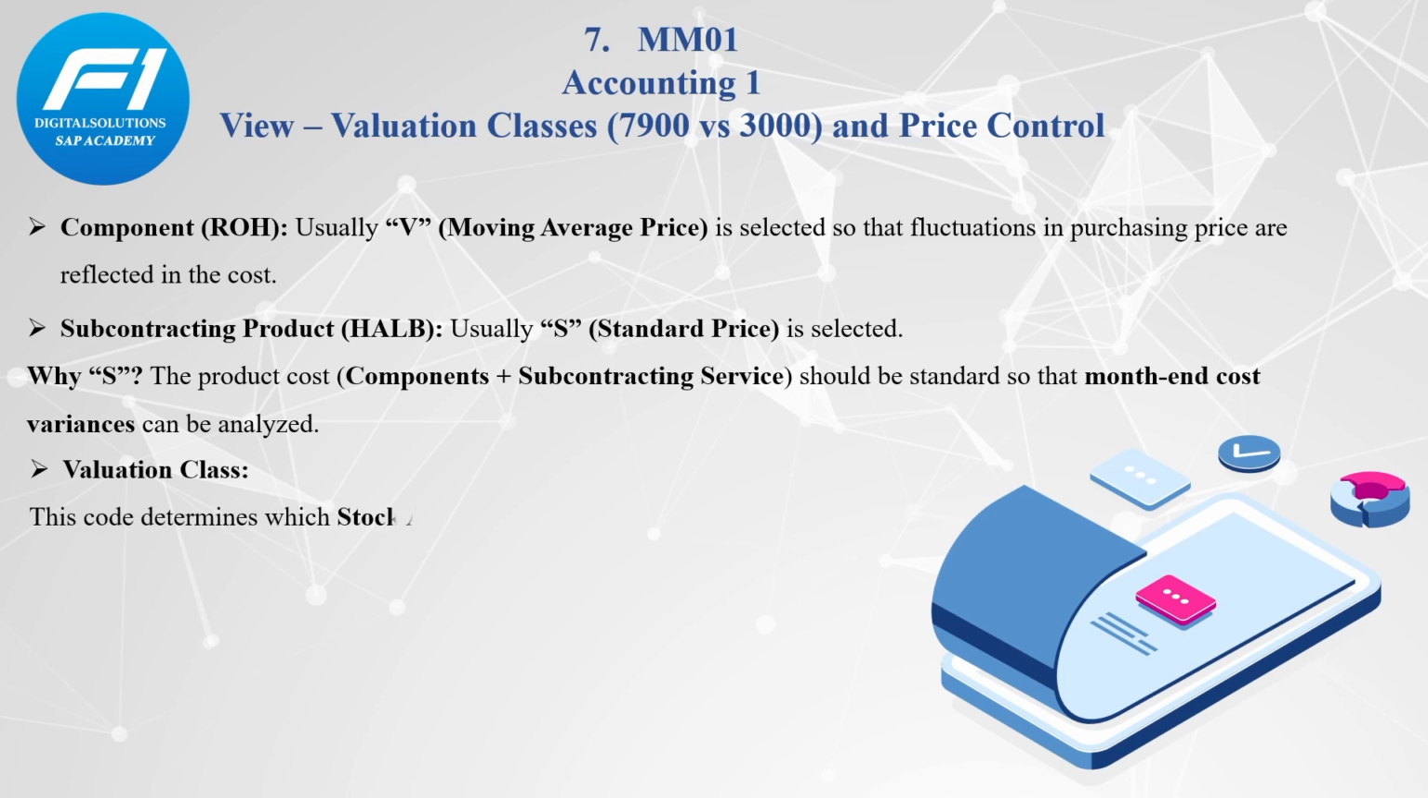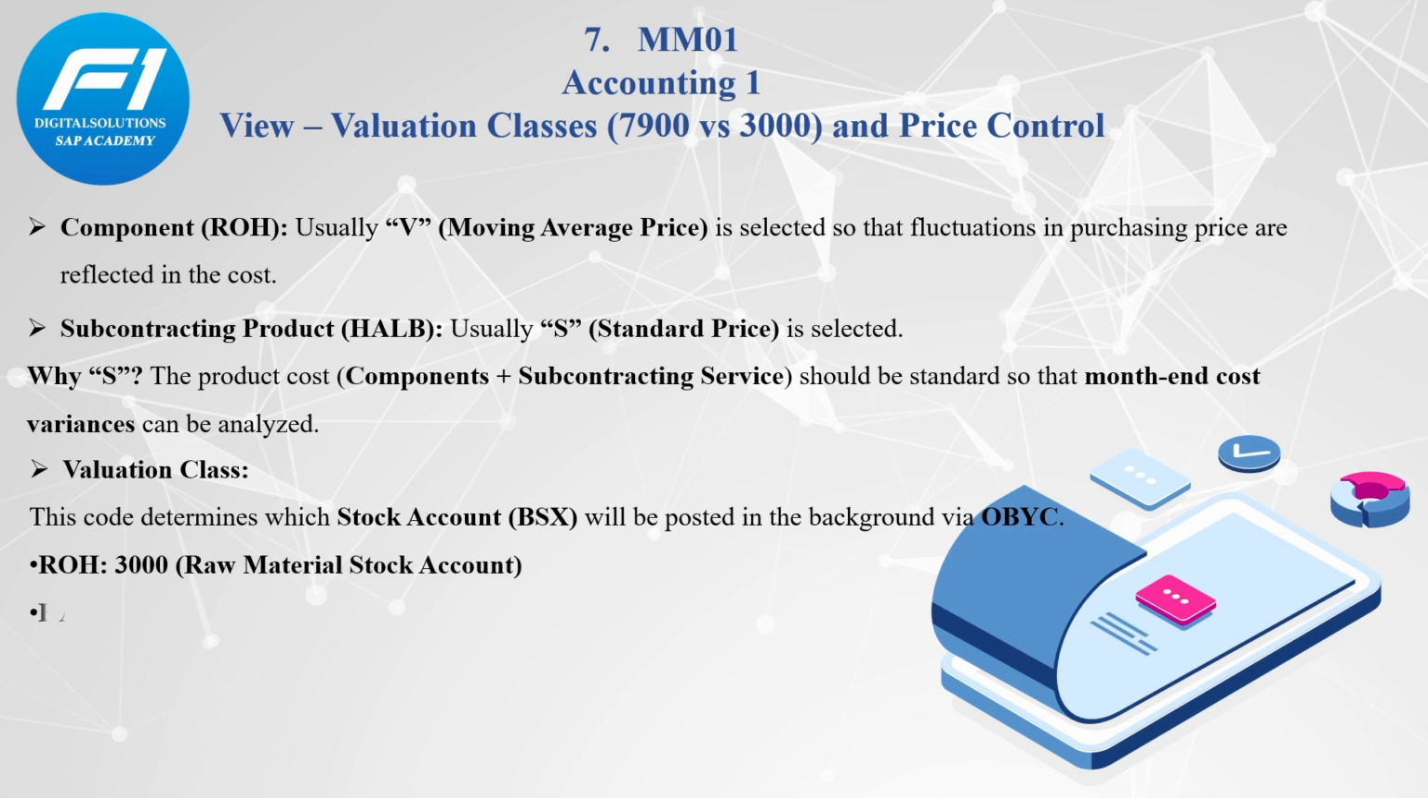Finally, let's look at the valuation class. This code finds the correct stock account in the background. For RAW, we use 3000. This is the raw material account. For HALB, we use 7900. This is the semi-finished goods account.